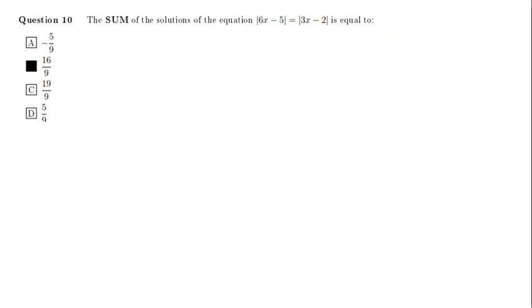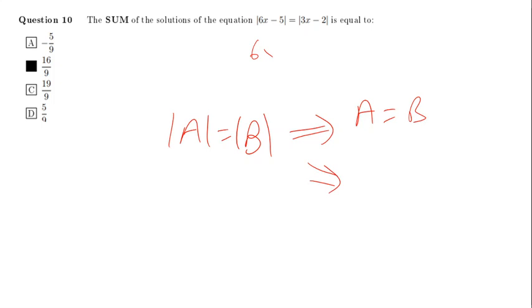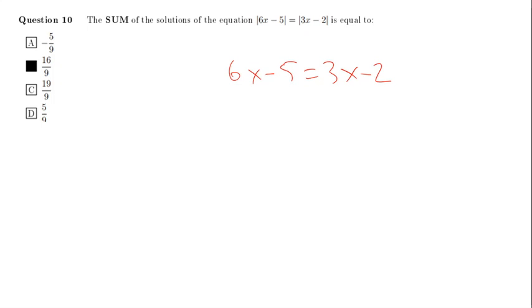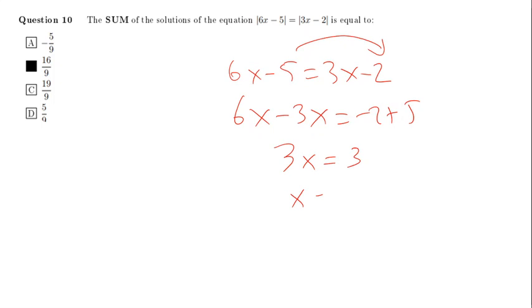Now the sum of the solutions is equal to, it says, now let's look at here, 6x. So if we have this one, we have two possibilities: either A is equal to B or A is equal to minus B. Now we have to check both and look at the solutions in each case. 6x minus 5 equal to 3x minus 2. This is 6x minus 3x equal to, sending this one to the other side, minus 2 plus 5. We got 3x equal to 3 and x equal to 1.